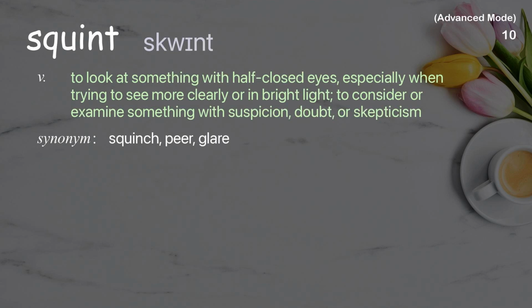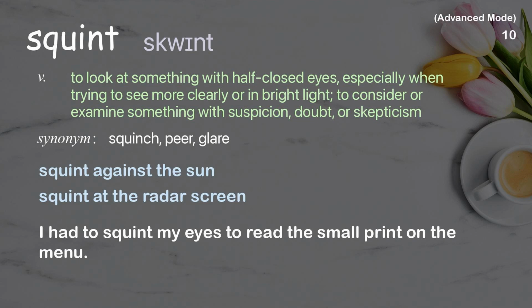Squint. To look at something with half-closed eyes, especially when trying to see more clearly or in bright light. To consider or examine something with suspicion, doubt, or skepticism. Examples: Squint against the sun. Squint at the radar screen. I had to squint my eyes to read the small print on the menu.